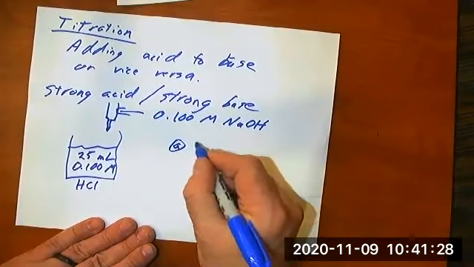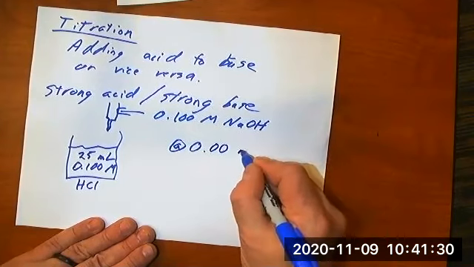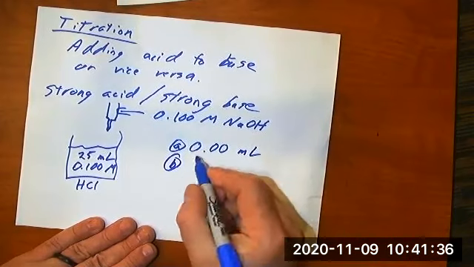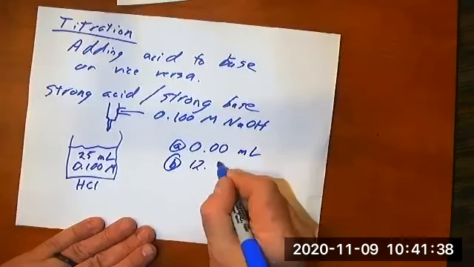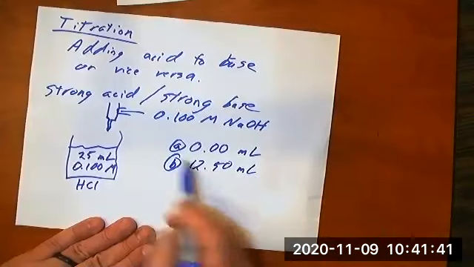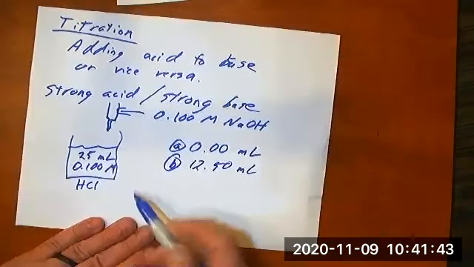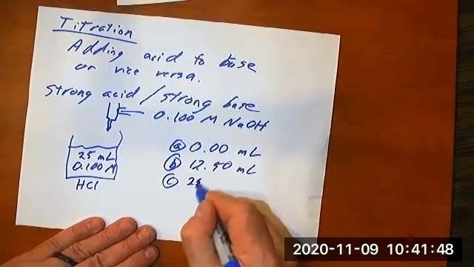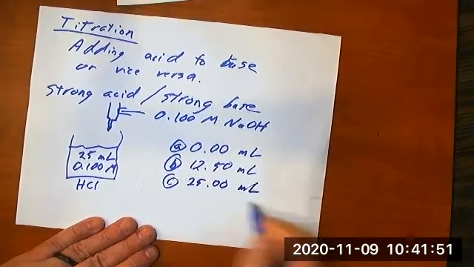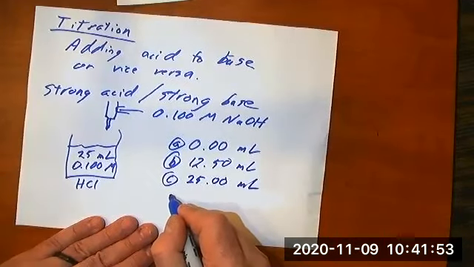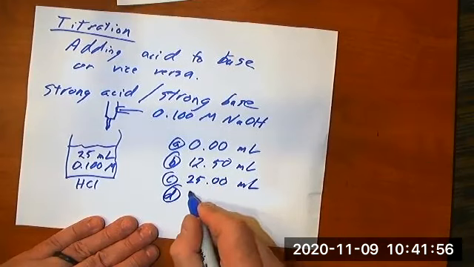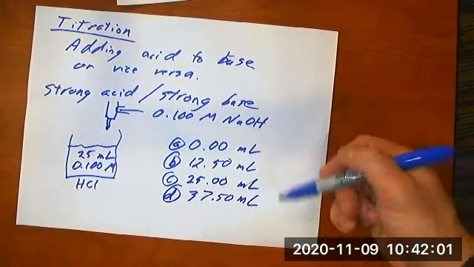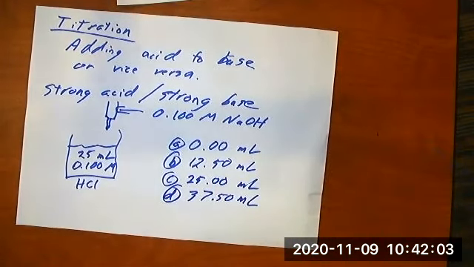I'm going to start with no added sodium hydroxide. We will then look at adding half as much sodium hydroxide as the hydrochloric acid we started with. We're going to look at adding exactly the amount that we had of the HCl, and then half again as much. So those are the 4 places we're going to look.